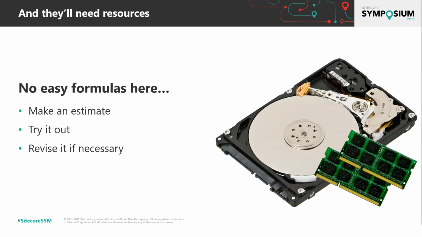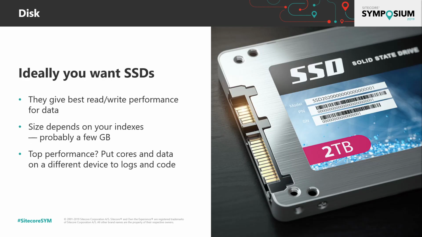Resources for the servers is trickier. There's no simple formula. I'd make sensible choices and measure real workloads to verify them. Given what Solr does, bottlenecks are likely to be the RAM size and disk throughput. So I would use SSDs for storage to get the read-write performance. The space needed depends on your indexes, but a few gigabytes is enough to get started. For top performance, you'd put data on separate devices to logs and code, but unless you hammer search, you probably don't need that for Sitecore.